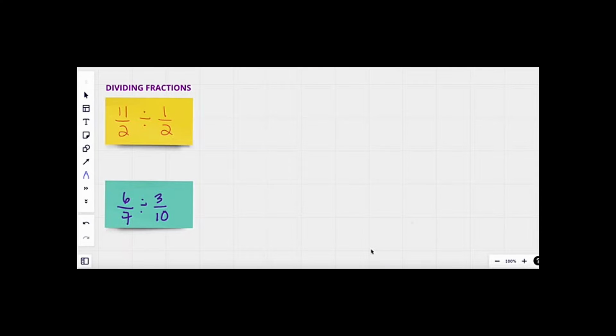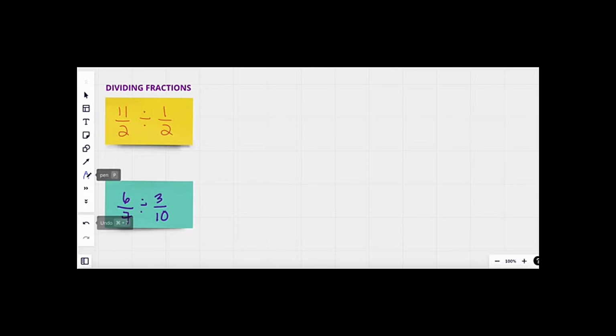Dividing fractions. When we divide fractions, technically we just need to multiply. So if you know how to multiply fractions, you'll find this unit very easy. And we're going to start by solving these two questions that I have over here. The first one, 11 over 2 divided by 1/2.